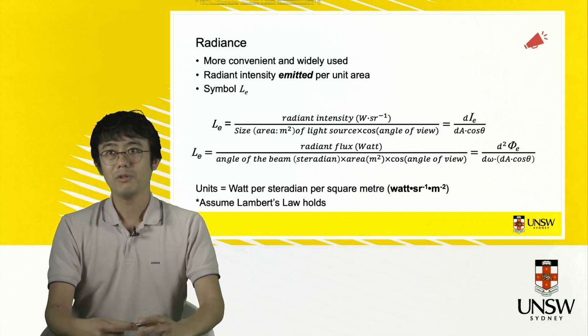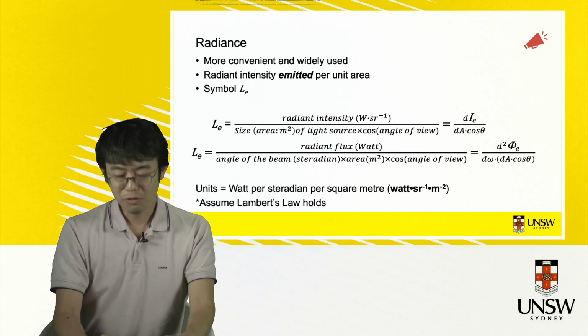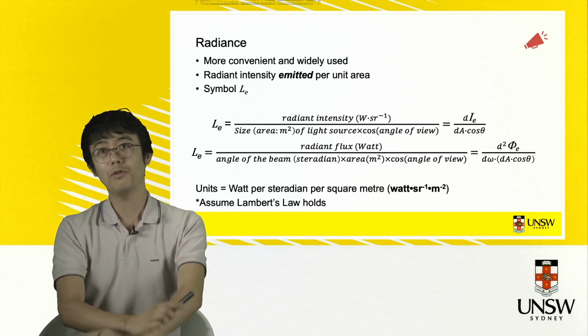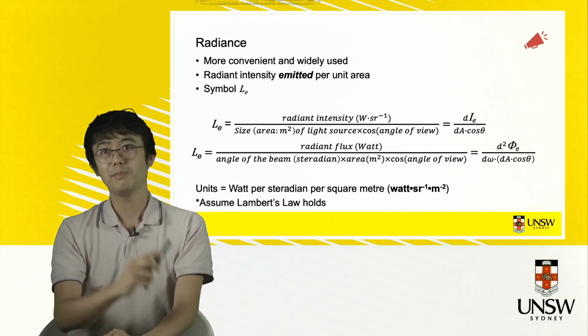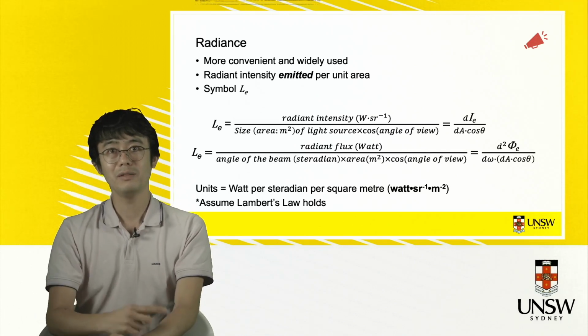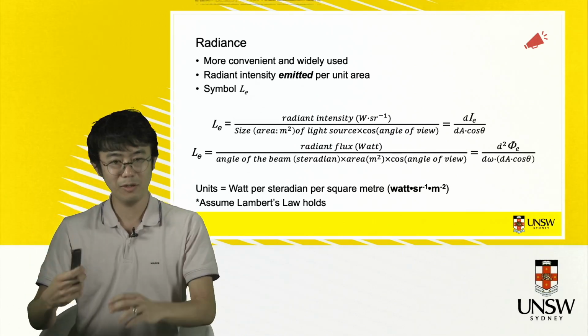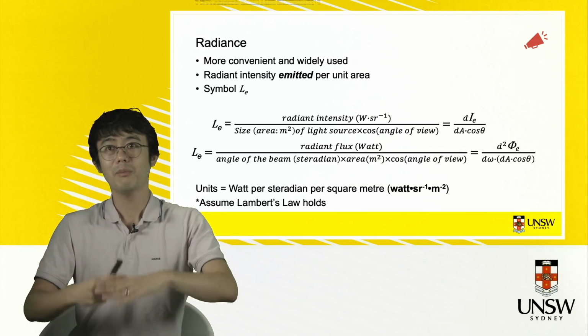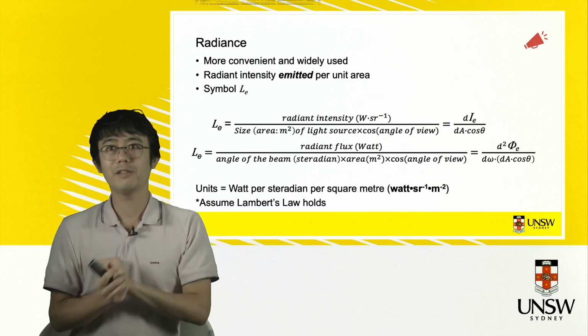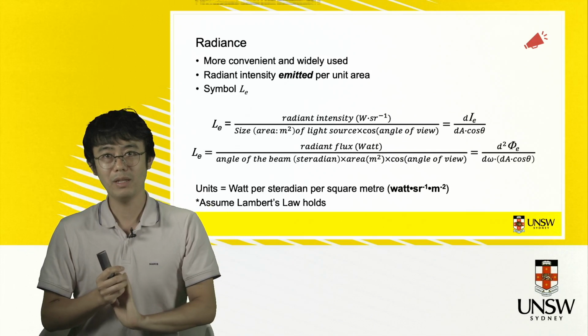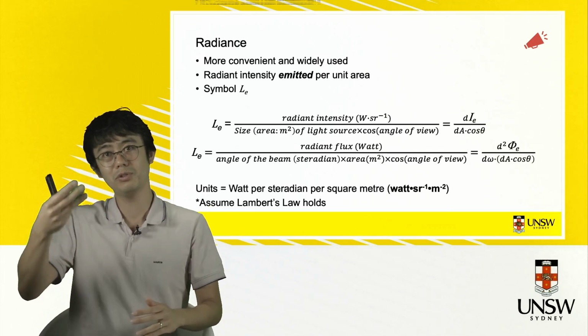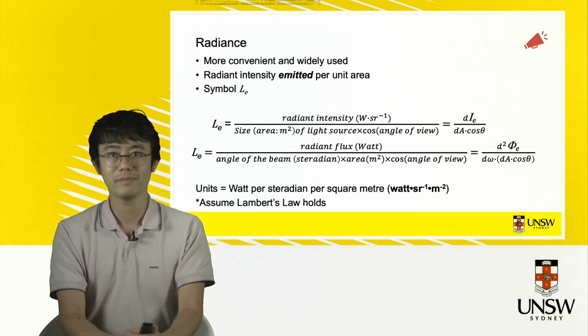So make sure you consider that as well. So here's the full formula for radiance. It's basically describing how much intensity is produced by the light source for every square meter of the light source, but you're also going to need to factor in the angle of view, which is why we also have a cos theta in there.